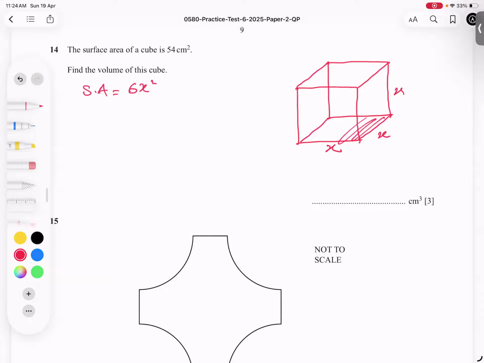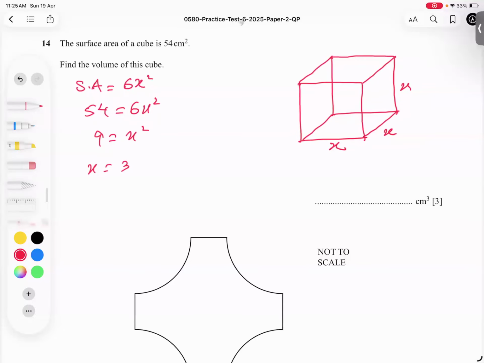Repeat, one area is x squared, x into x. So I wrote 6 because there are 6 faces. This I replace with 54. So 6x squared equals 54. 6 will go down, x squared equals 9. And take a root, I got plus and minus 3, but negative is not possible. So this part is very clear.